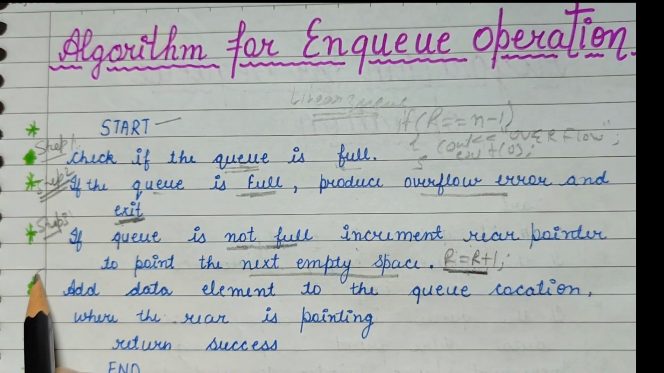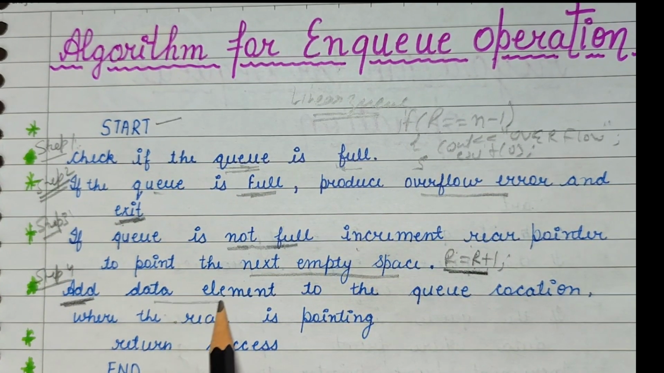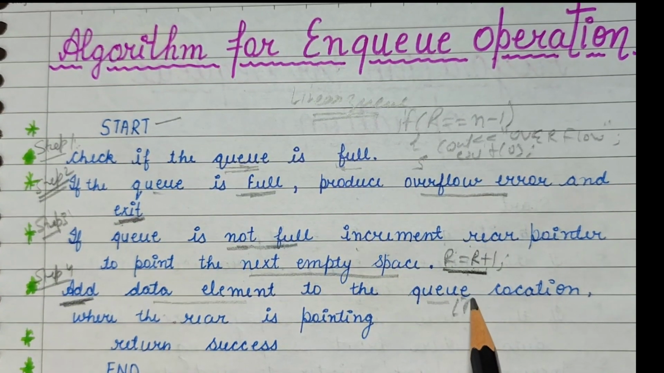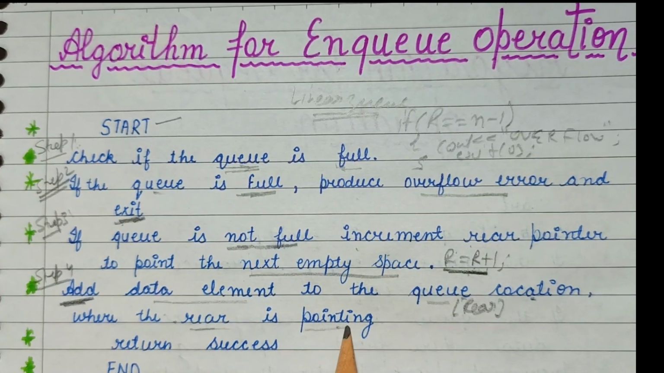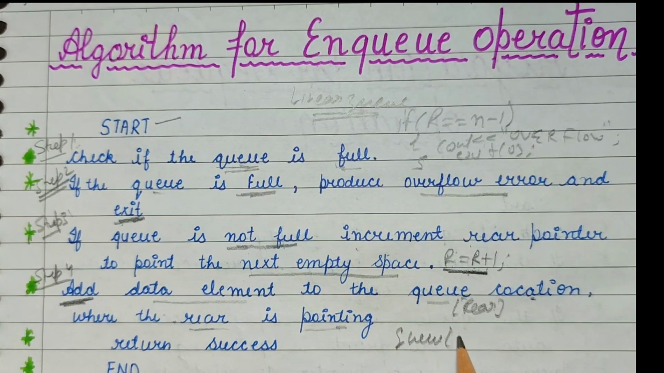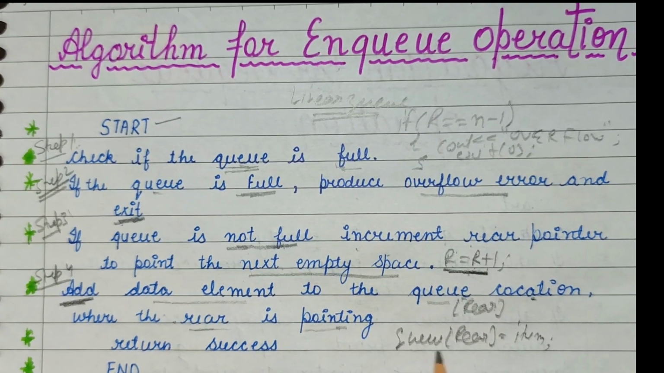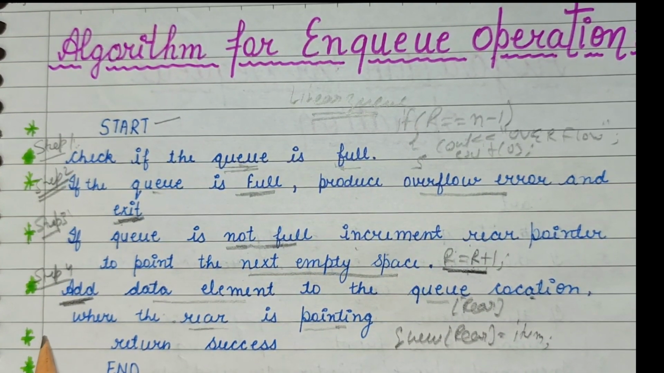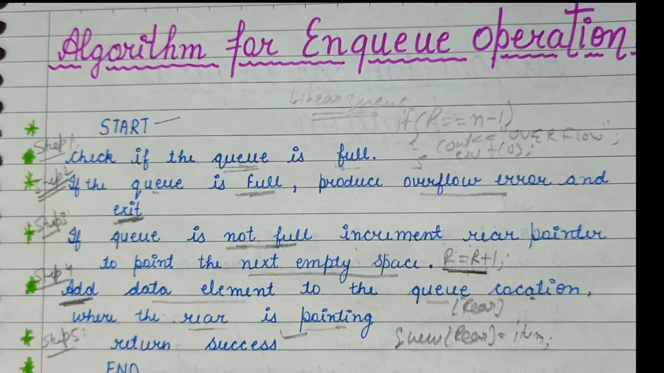Then in step 4, add that data element, or insert that data element, to the queue at the rear location, where the rear is pointing. And how to perform this operation? Queue of rear is equal to item, by using this step. And then in step 5, return success and then end.